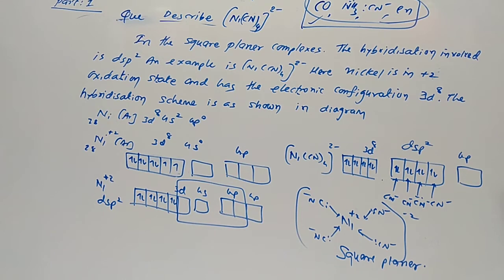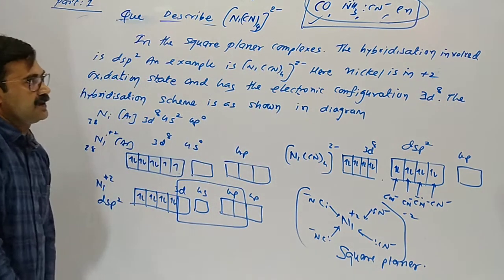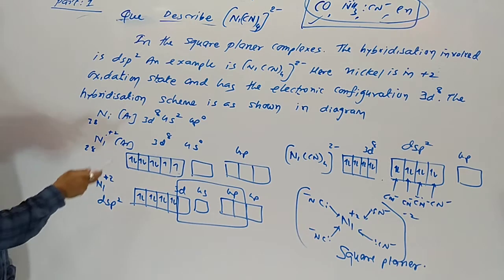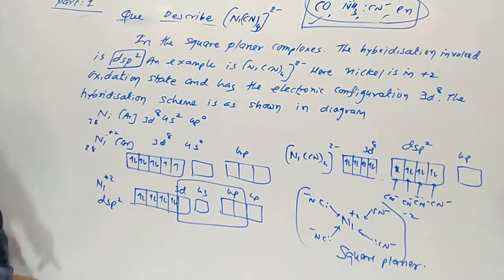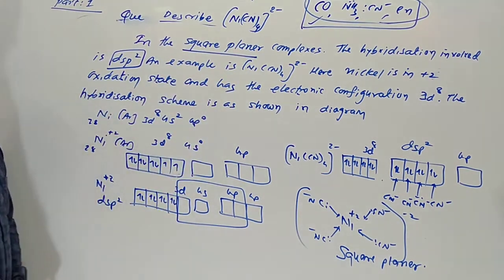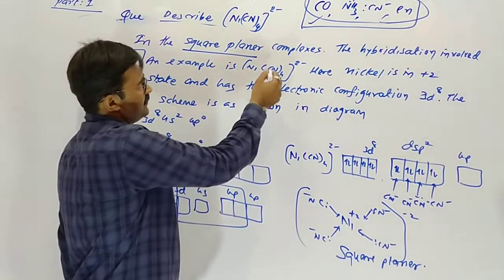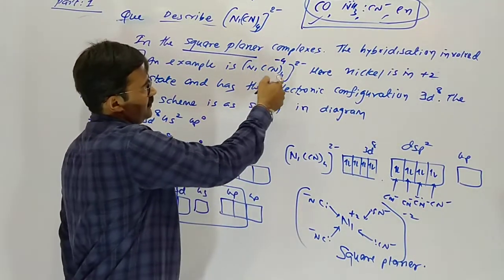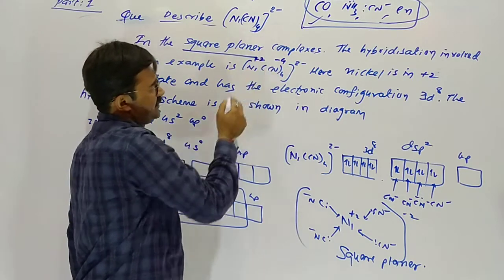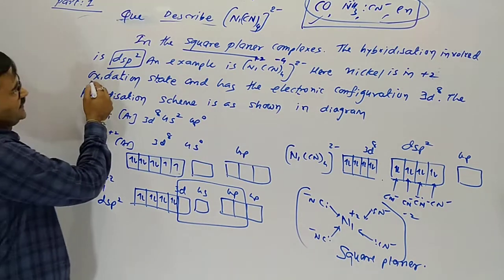Now describe the geometry and magnetic property of [Ni(CN)4]2-. In a square planar complex system, the hybridization involved is dsp2. If sp3, it is tetrahedral; if dsp2, it is square planar. An example is [Ni(CN)4]2-. Four cyanides have -4, so to get -2 the nickel should be +2. Here nickel is in the +2 oxidation state.